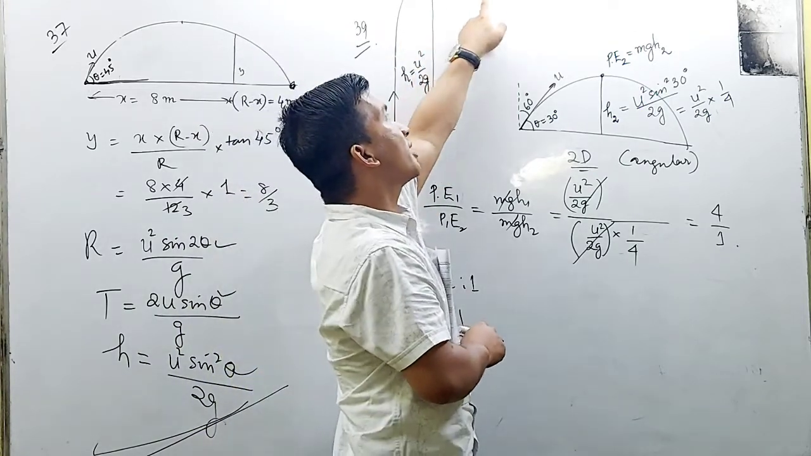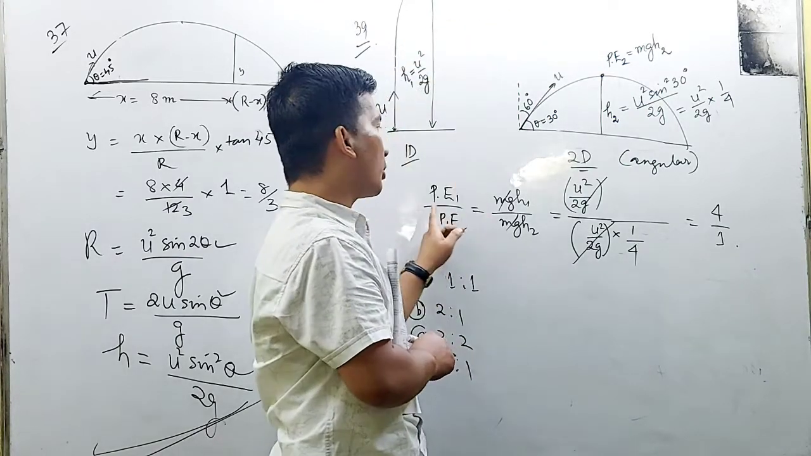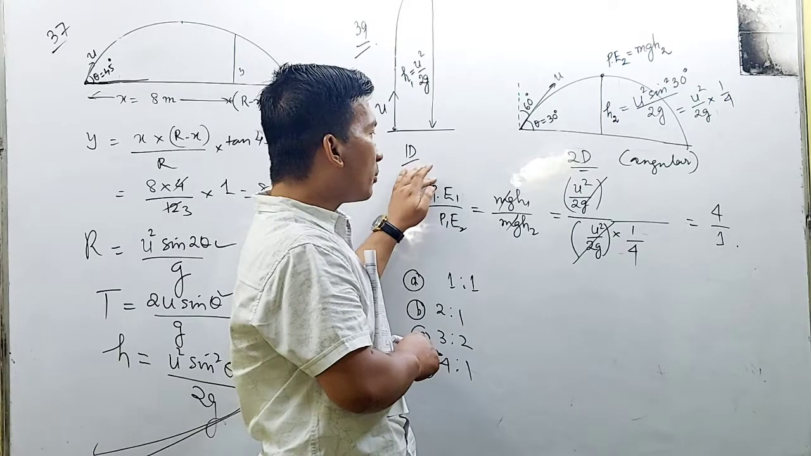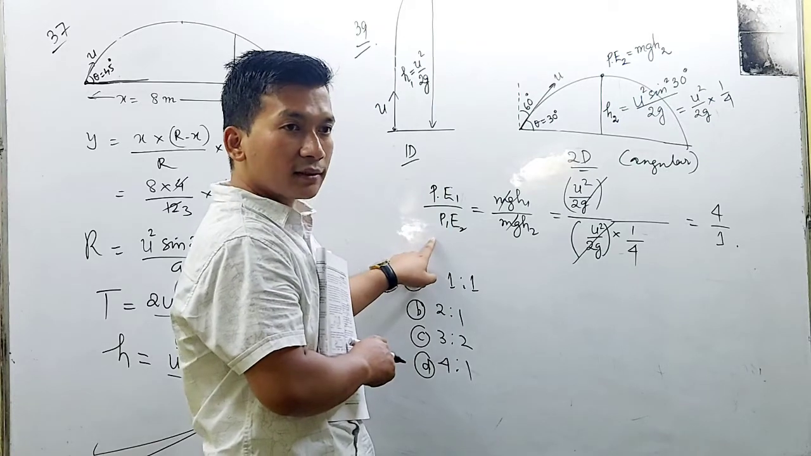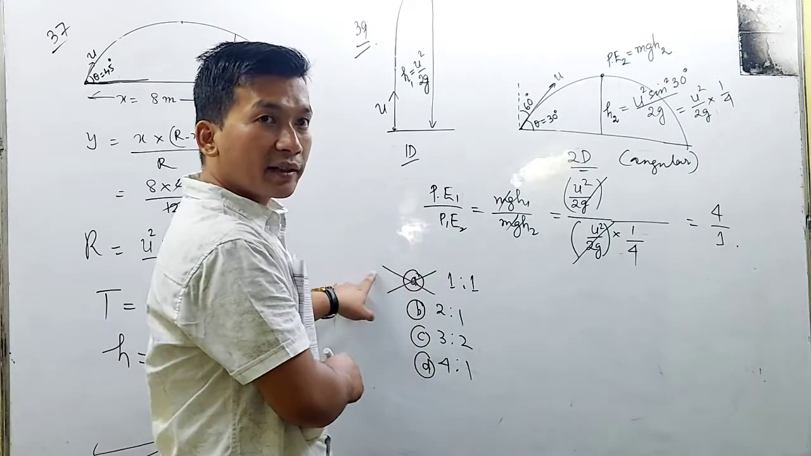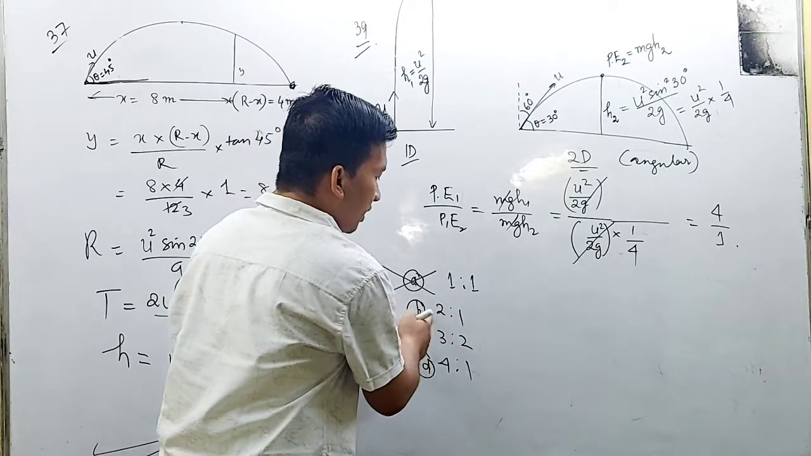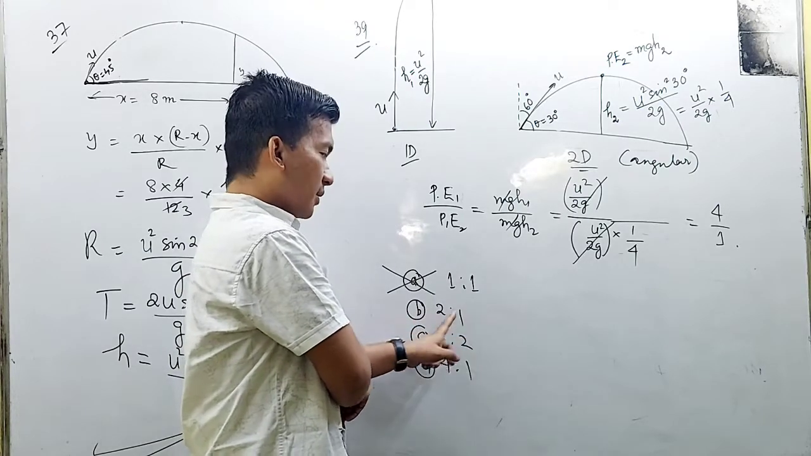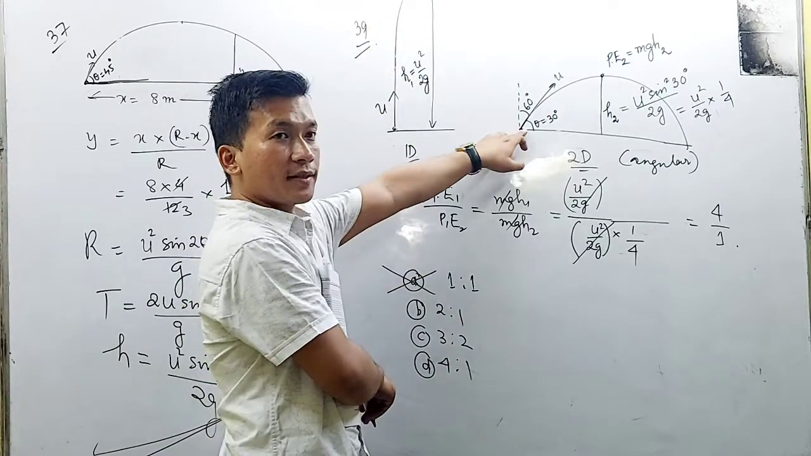More height means potential energy is directly proportional to height: the greater the height, the more the potential energy. So when we take the potential energy of one dimension divided by the potential energy of two dimensions, the numerator must be greater than the denominator. So 1:1 is eliminated, since they would have the same potential energy. 3:2 and 2:1 may be possible, since the numerator is greater, which means the height here is greater than the height in this case.